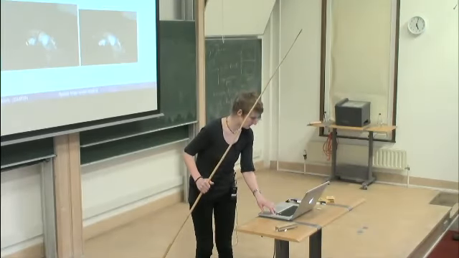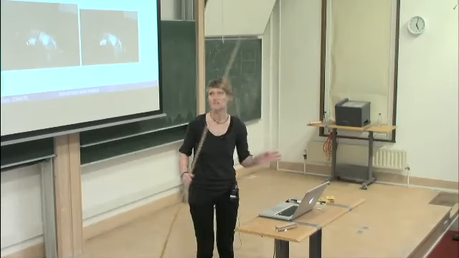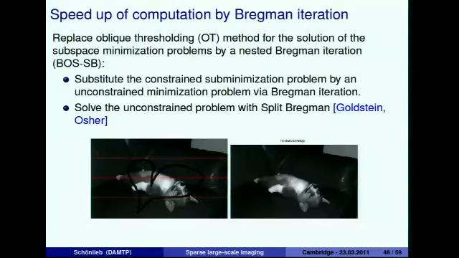All right, so maybe one more thing. You can speed up these iterations by means of Bregman, and this is joint work with Stan Osher and Andreas Langer now, where instead of applying the oblique thresholding idea to the subspace minimization problems, we solved them by a nested Bregman iteration. So that's the basic thing.